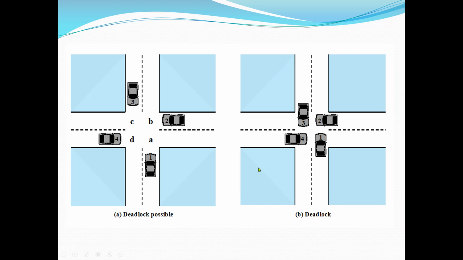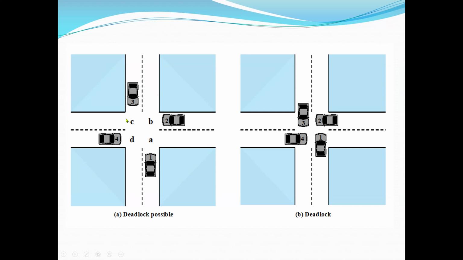So let's say car 1, traveling north, needs quadrants A and B, and car 2 needs quadrants B and C. Car 3 will need quadrants C and D. Then car 4 needs quadrants D and A because it's going straight. So car 1 needs A and B, car 4 needs D and A, car 3 needs C and D, and car 2 needs C and B.